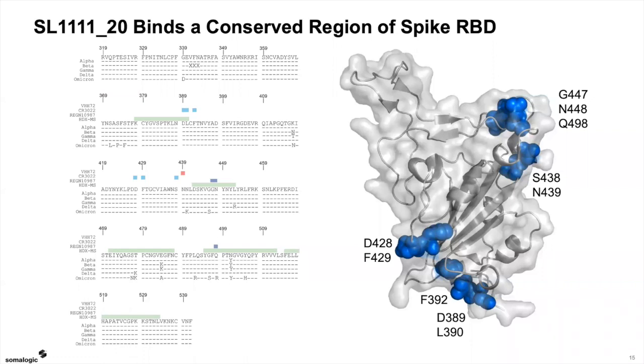And so here I'm showing you these residues mapped onto the spike RBD structure. And we don't yet really understand how our Somamer is binding these discontinuous regions of the protein, but we're hoping to have a structure of this pretty soon that will help us understand these results.